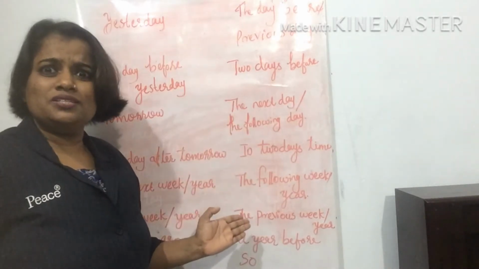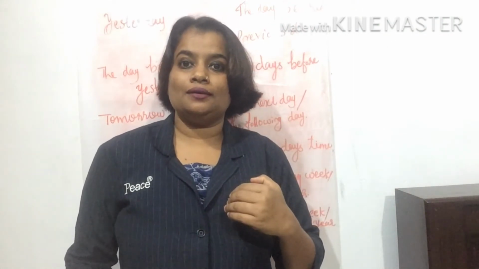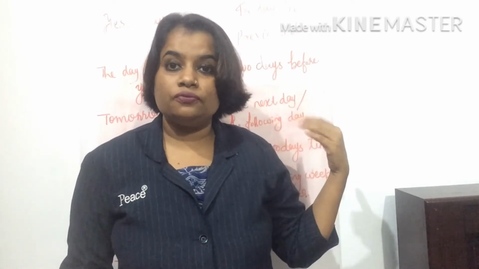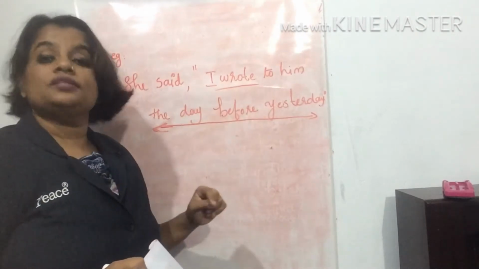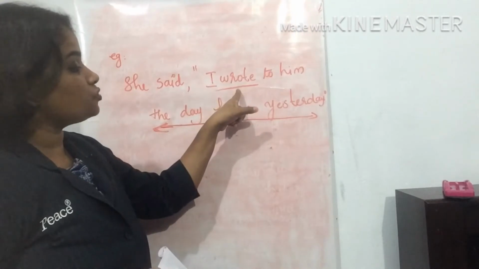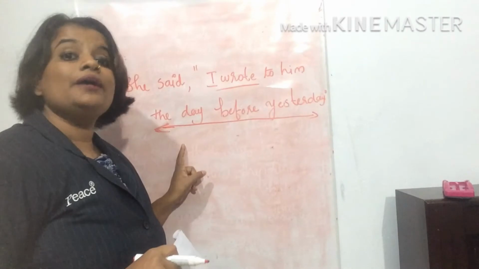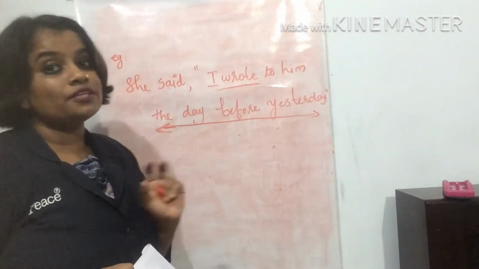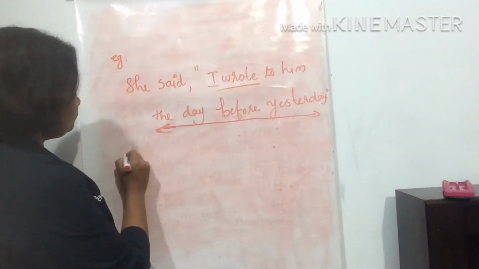This is very easy to understand, but we need to know how to apply these adverbial phrases, adverbs and adjectives in the sentences. She said, I wrote to him the day before yesterday. So we need to take care of the reporting verb, the tense structure, and the adjectives, adverbs and adverbial phrases of time. So how do we transform the statement to indirect speech? That's the question. Let's see.